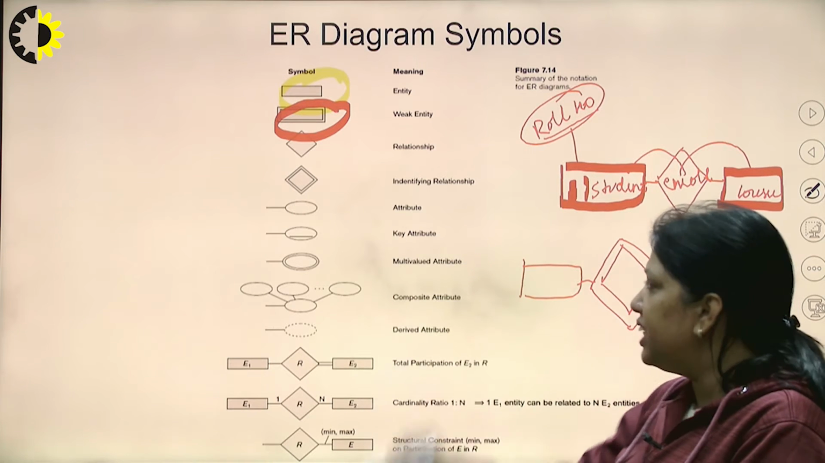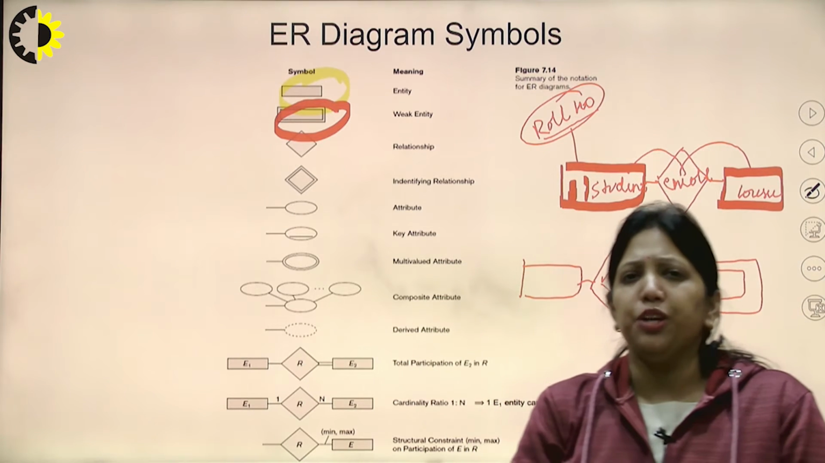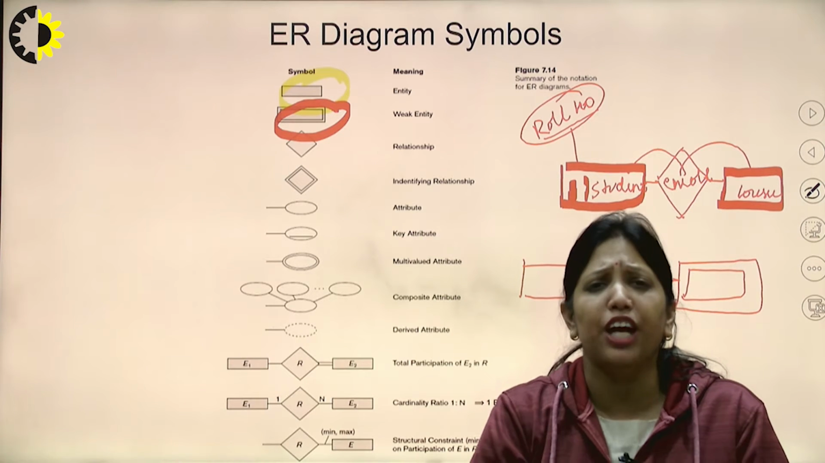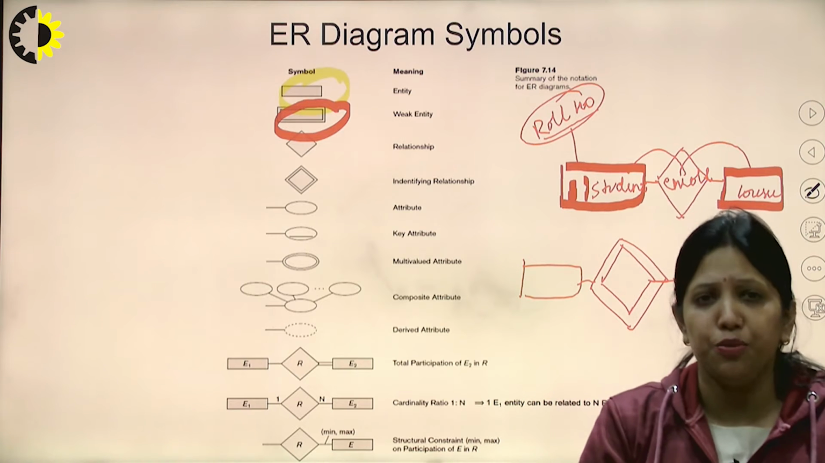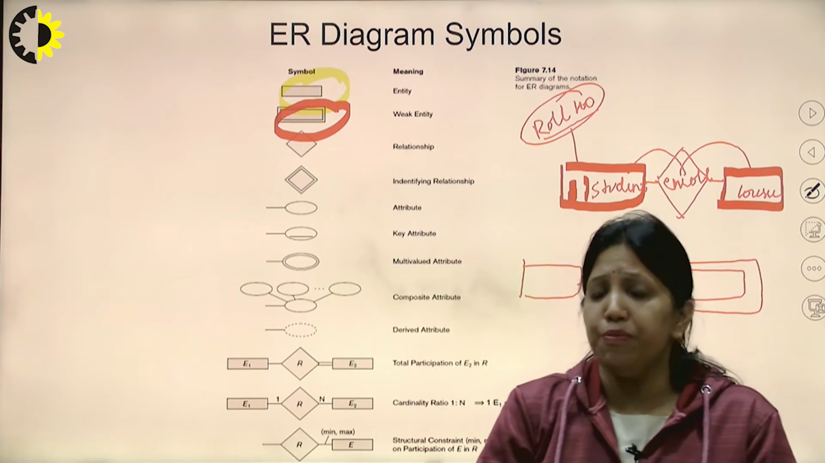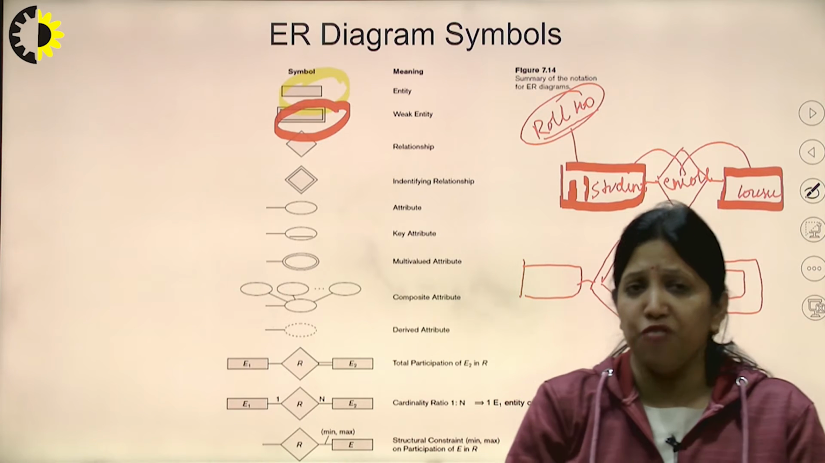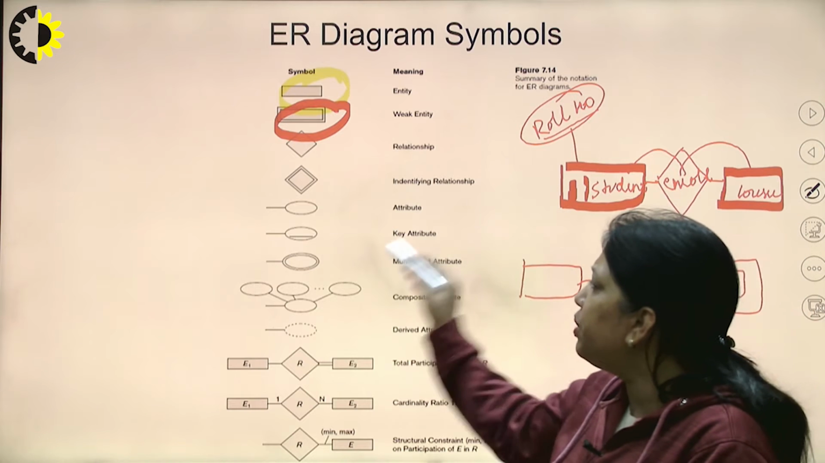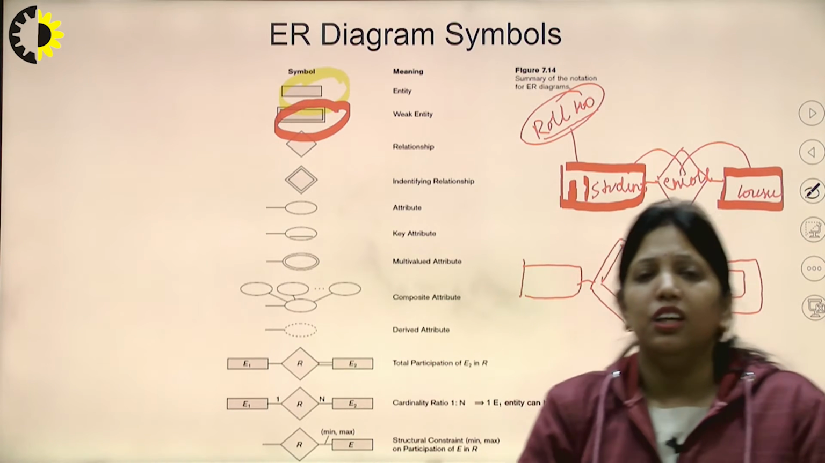Then we have multi-valued attribute. A multi-valued attribute is represented by the double oval. What is a multi-valued attribute? It is an attribute that can have more than one value. For example, a student may have two phone numbers, so we have more than one value for the phone number. So we will represent this phone number attribute with the help of the double oval shape.